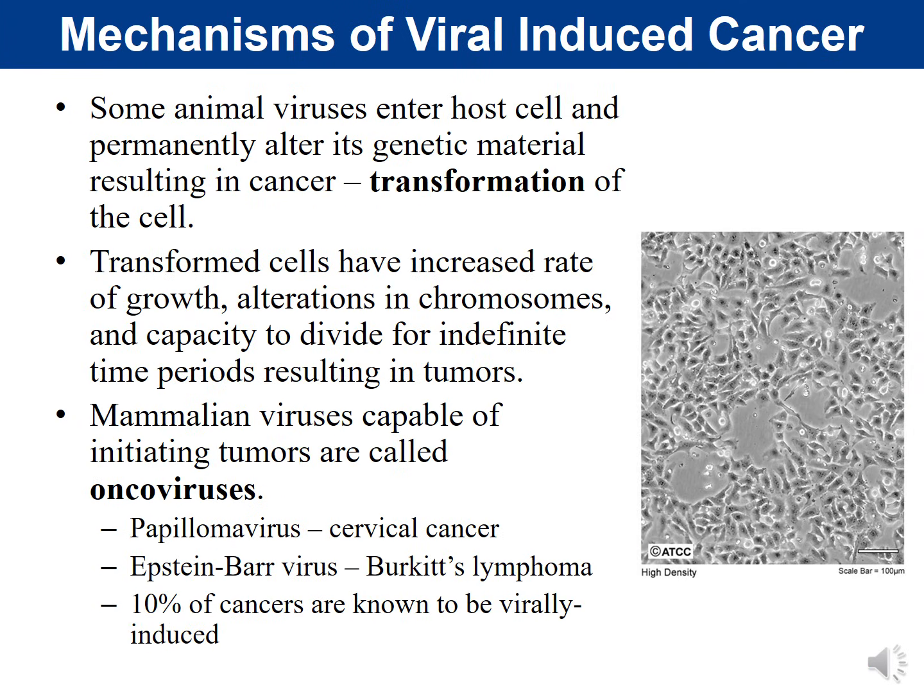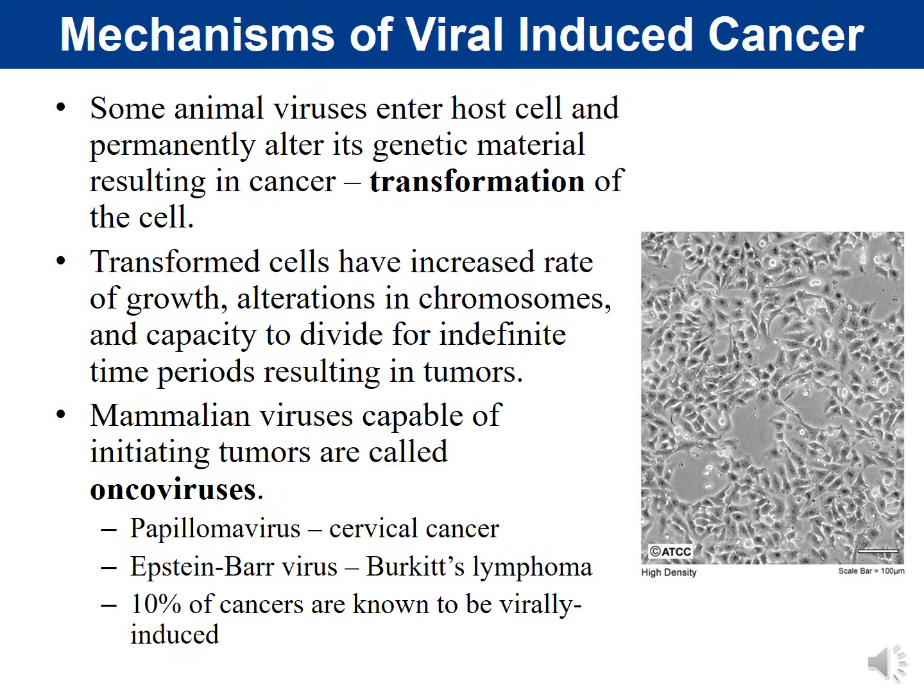It's producing low amounts of virions for a long period of time until eventually it might kill the patient. So in some cases, some animal viruses enter host cells and permanently alter its genetic material, resulting in cancer. And this leads to a transformation of the cell. These transformed cells have an increased rate of growth, alteration in number of chromosomes, so either the structure or the number, and the capacity to divide for infinite periods of time, which might result in tumors.